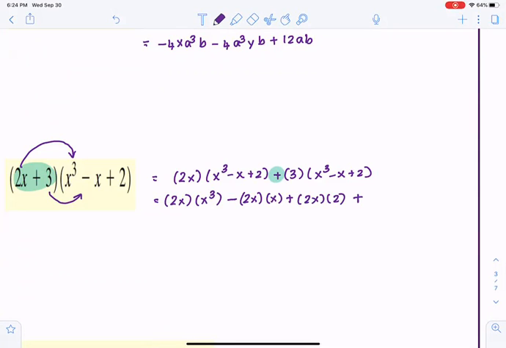It is good practice to distinguish the first term from the second, but if you follow it, you don't have to do this. I'm going to distinguish it by putting a square bracket. If you understand the process, that square bracket part is not needed. I'm doing it so that you don't make mistakes. So distribute the 3, we have 3x cubed. 3 times negative x is negative 3x. 3 times 2 is 6.